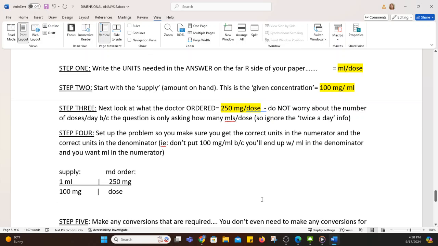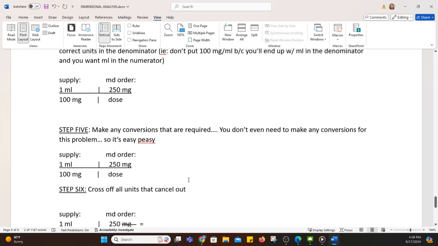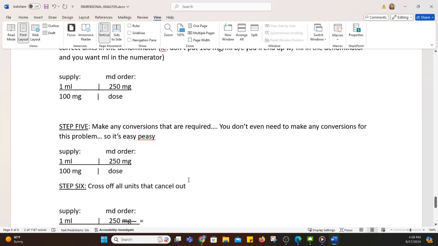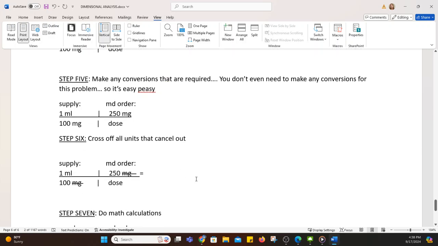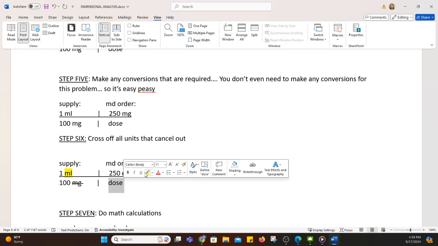By this time, you guys should be masters of doing that, right? We know we need mils per dose. So again, we're going to make sure that our supply is written with milligrams on the bottom, milliliters on the top. We took this number here to get that. We got the MD order from up here and put that here. Step 5, make any conversions you need to. We don't even have to make any conversions. There's like nothing more we have to do. Cancel off all the units that cross out and see what we're left with. So with the mg and mg crossed off, we have milliliters per dose.